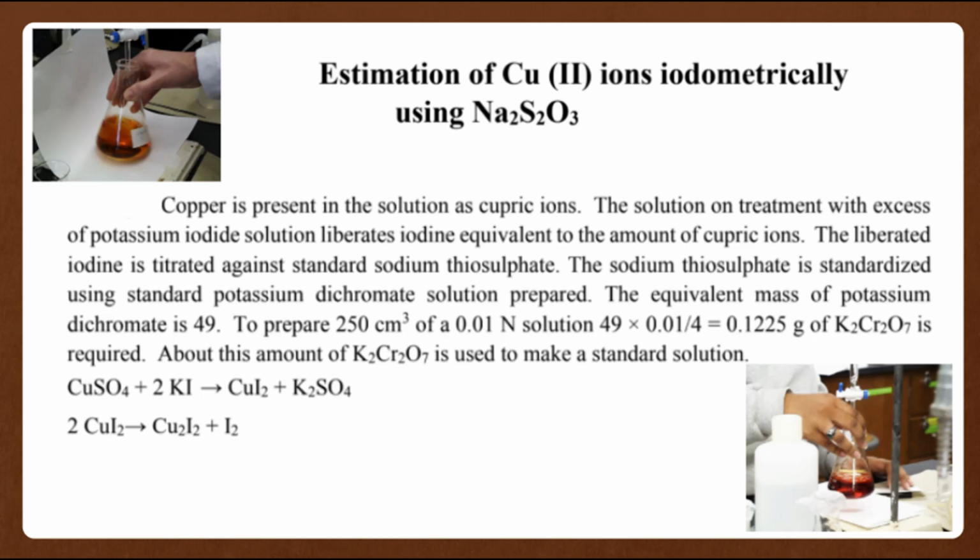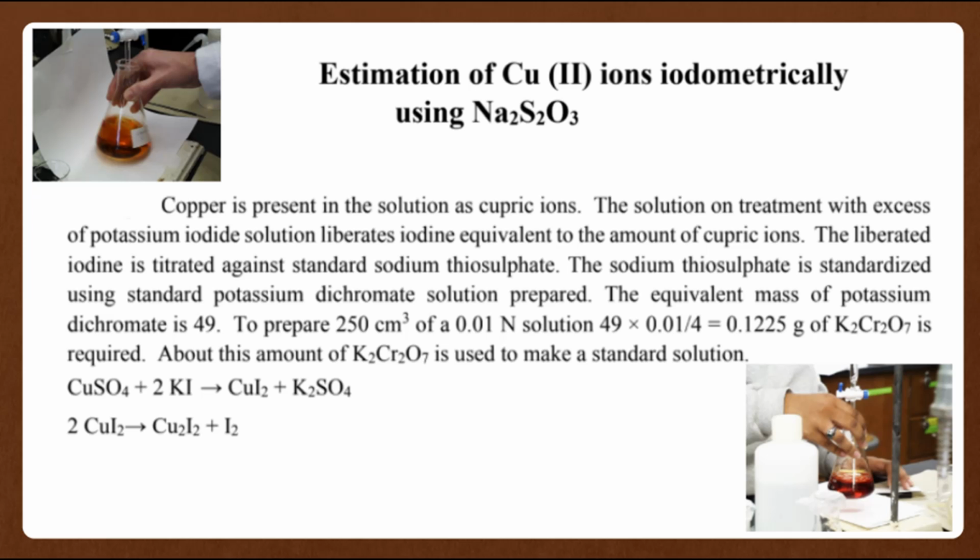We pipette out 25 cm³ of the standard potassium dichromate solution into a clean conical flask. Add about 2 cm³ of concentrated HCl and 5 cm³ of 10% potassium iodide. We titrate the liberated iodine against sodium thiosulfate. Add 1 ml of starch indicator towards the end point. Add starch when the solution in the flask becomes pale yellowish green. We continue the addition of sodium thiosulfate drop by drop till the blue color just gets discharged. We repeat the titration for concordant titer values.